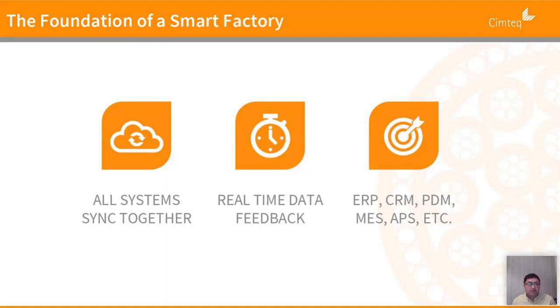And for your production order, after you generate it from ERP, you need to send it to your shop floor, to the MES system. And your PDM will send the cable information to your ERP, and your quotation will be sent to CRM. So all of this data needs to flow in different systems, and all the systems need to sync together.